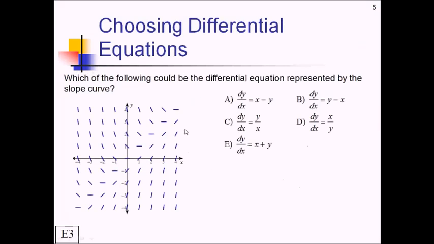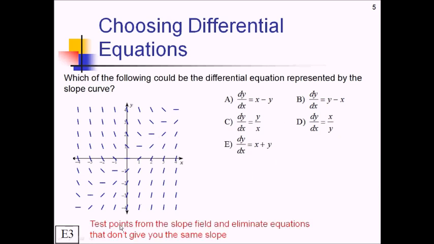For this problem, we're given a slope field and asked which of the following could be a differential equation represented by this. So this is really just kind of a process of elimination game. It's kind of fun. I usually just test points from the slope field and eliminate the equations that don't give me the same slope when I plug in the x and y value.